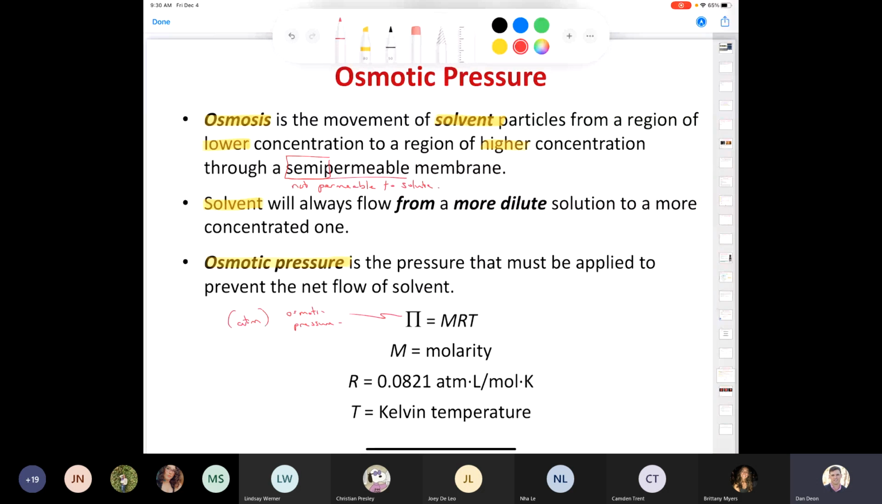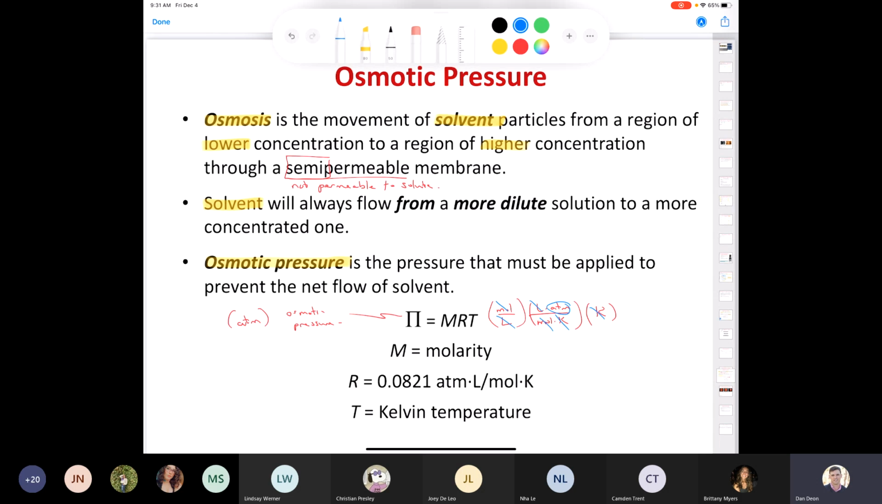And it is equal to the molarity of the solution multiplied by the gas constant R multiplied by the temperature in Kelvin. If you think about the units of molarity, which are moles per liter, and then we have the gas constant units, liter atmospheres per mole Kelvin, and then we have the temperature in Kelvin. Well, if you look at the units, moles cancel, as do liters and Kelvin, and you're left over with atmospheres. And so that's how we calculate osmotic pressure.